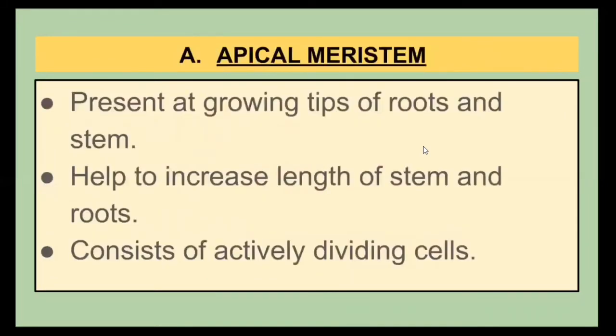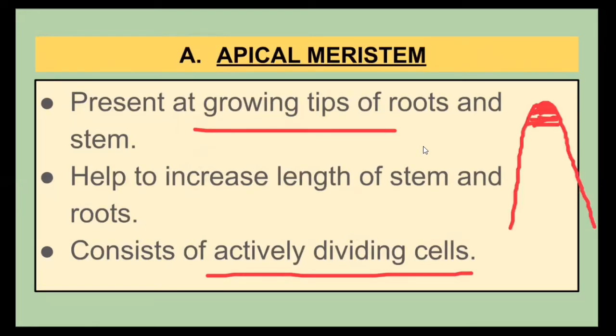Apical meristems are present at the growing tips of roots and stem. They help to increase the length of stem and roots. They are made up of actively dividing cells. So if we consider the tip of the stem, this is the place which is the apical meristem.